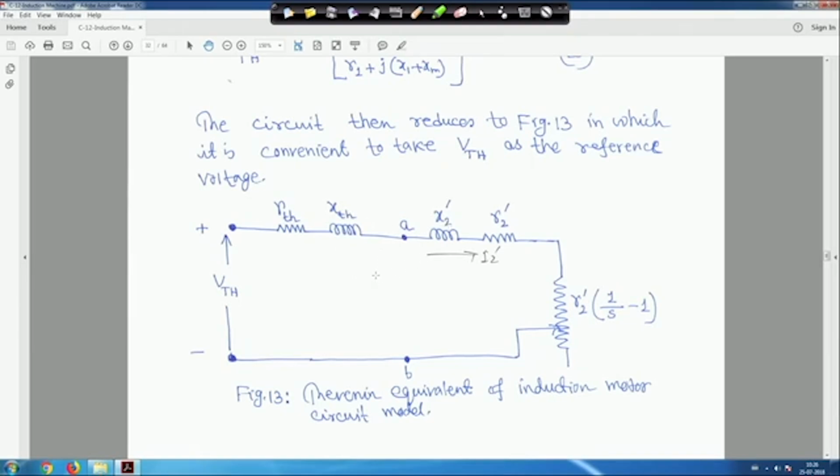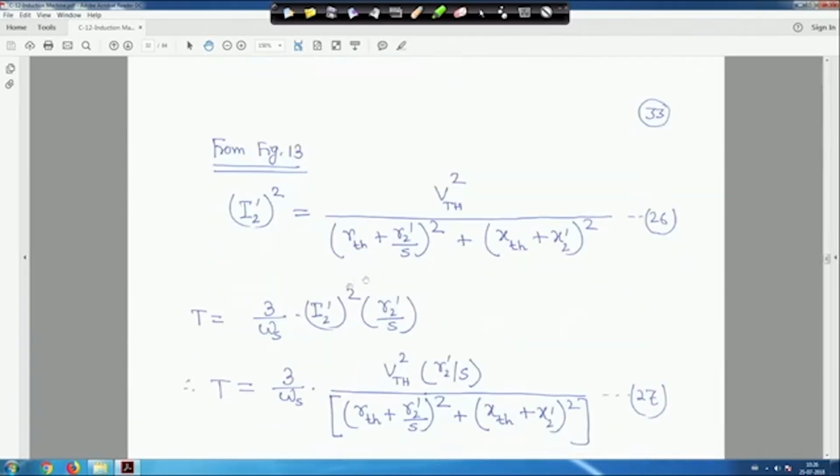And if you take the magnitude of the current and then the square, then you will get I2 dash square is equal to V Thevenin square. Already we have studied single phase circuit, so directly we are writing the magnitude of this current: I2 dash square is equal to V Thevenin square upon whole square of R Thevenin plus R2 dash by S, plus whole square of X Thevenin plus X2 dash. This is equation 26.